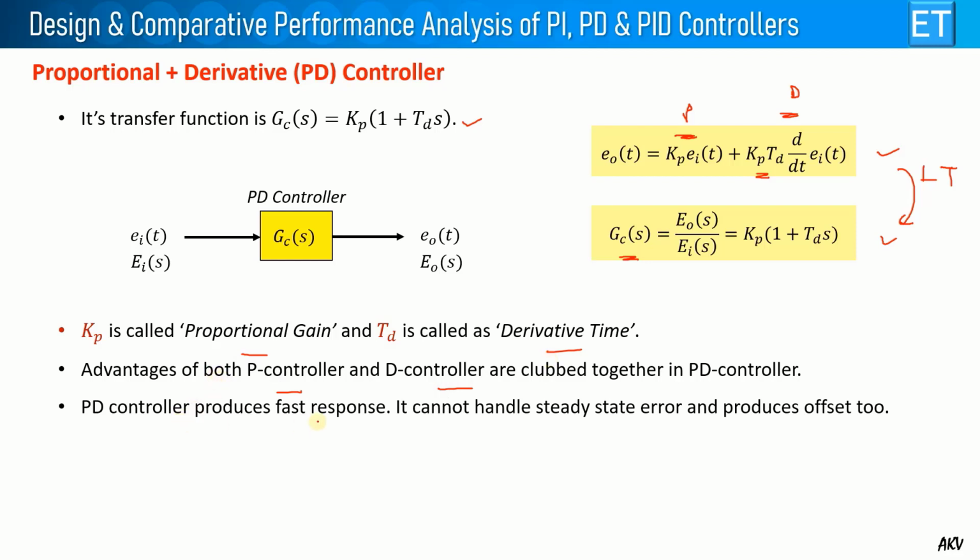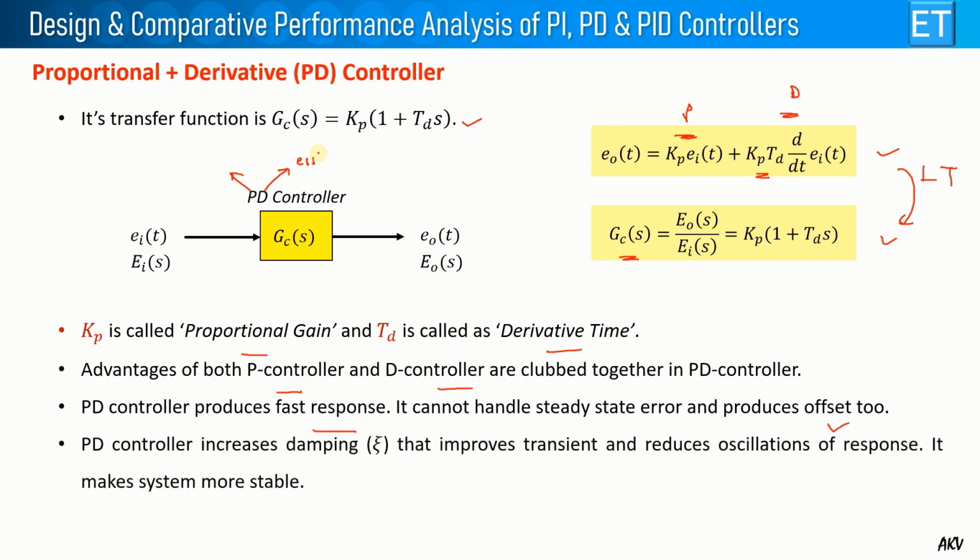Because of the P controller, we are getting the fast response, but it cannot handle the steady state error and produces offset too. Because here both are not able to reduce the steady state error. P is also not able to handle it. D is also not able to handle the ESS. So both are not able to reduce the ESS. So we are going to get the steady state error in the response of the PD, although we get the fast response. Also the PD controller increases the damping factor zeta, and because of that the transient improves.